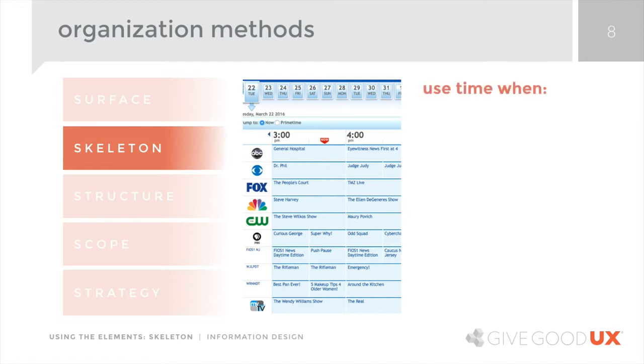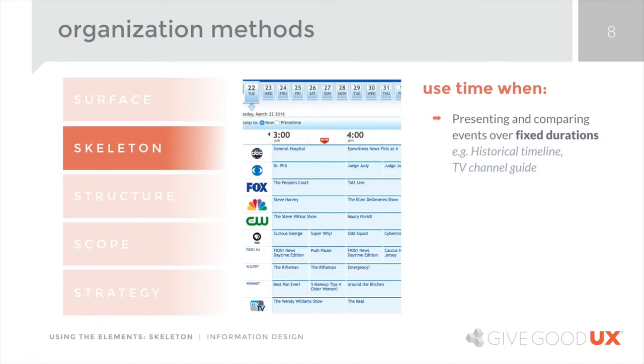And we do that when we're presenting and comparing events over fixed durations. A historical timeline of some sort uses a time-based organization, right? This event happened, then this event happened, then this event happened, and as those events happen, time is passing. Whether you have DirecTV or Time Warner Cable or use Hulu or some other web-based service, when you look at a channel guide, when you look at a listing of what's coming on right now, you're looking at a time-based organization of information because it shows you what's happening over a duration of time.